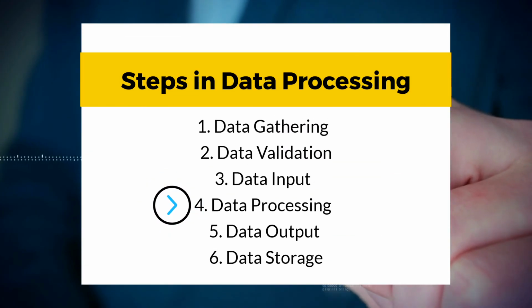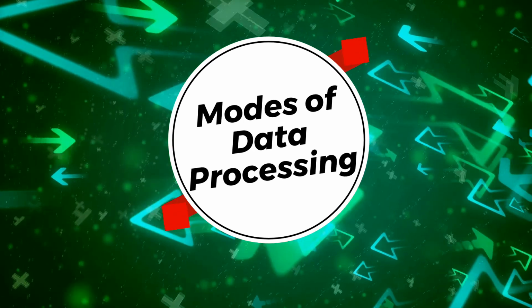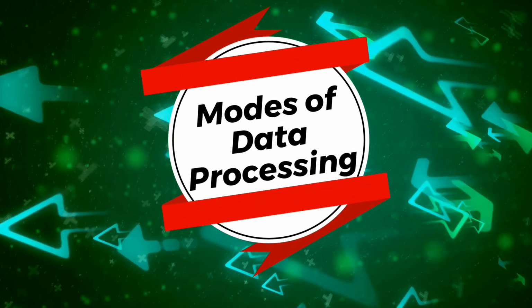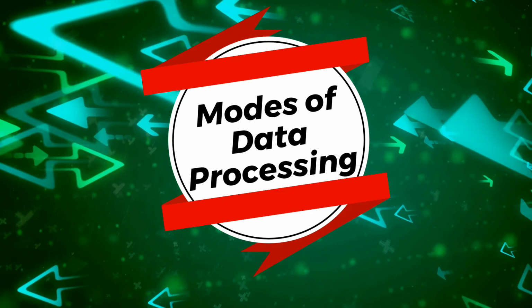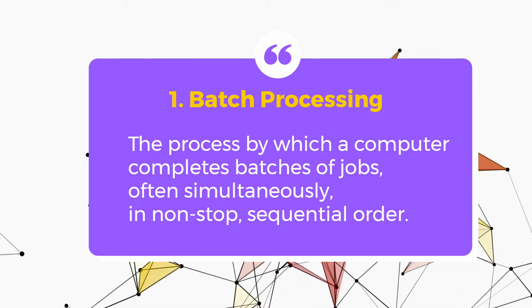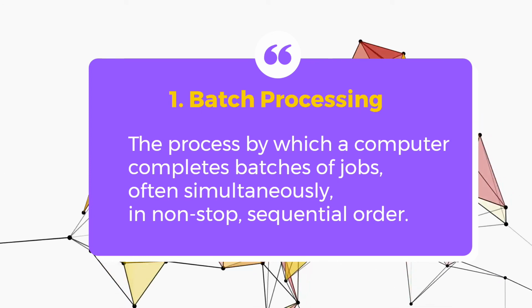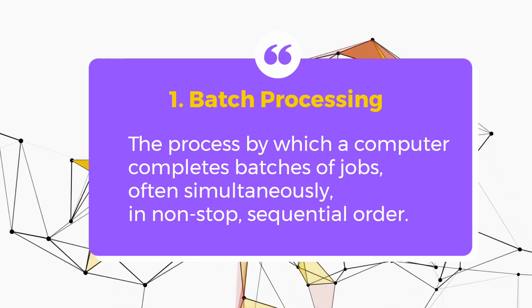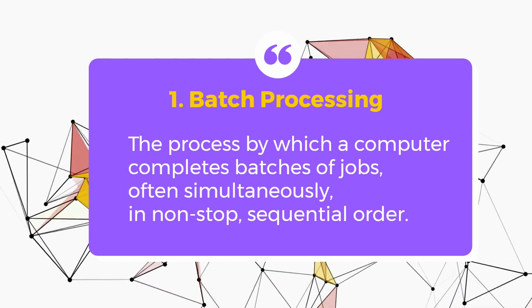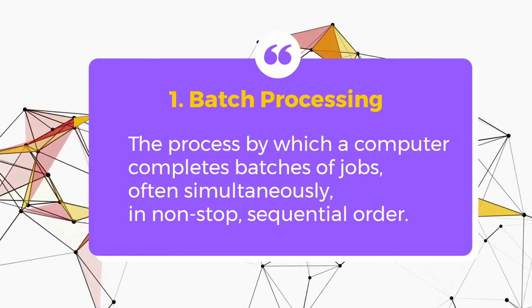It's time for us to learn the fourth step, that is data processing. Let's learn the modes of data processing. Number 1. Batch processing. That is the process by which a computer completes batches of jobs, often simultaneously, in non-stop, sequential order, that means one after the other.